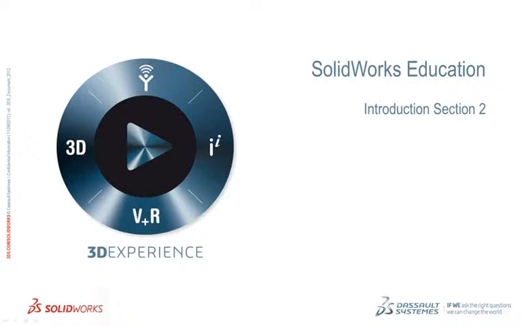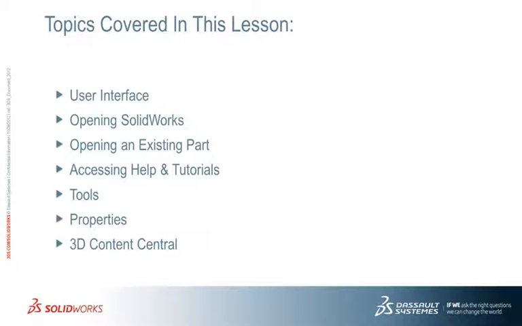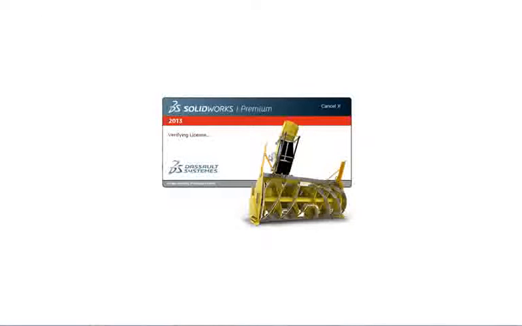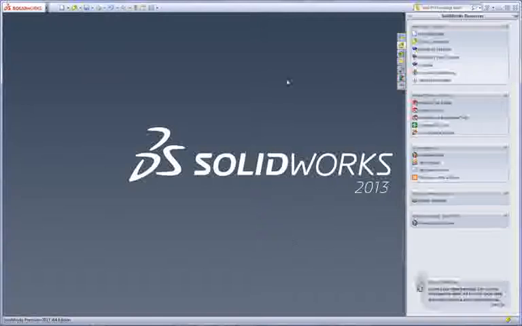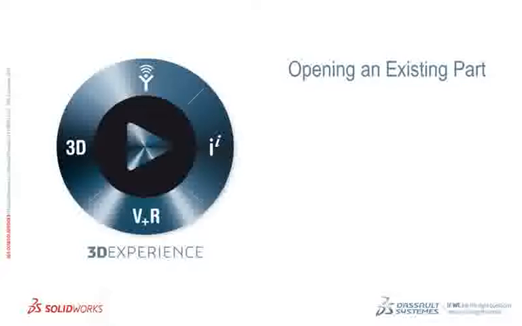Welcome to SolidWorks for the Engineering Design Process, Introduction, Section 2. In this lesson, you're going to learn about the user interface in SolidWorks. You'll learn how to open existing parts as well as how to access the built-in help and tutorials. You'll also take a look at commonly used tools, part properties, and you'll be introduced to the powerful 3D Content Central database. To open SolidWorks, double-click the desktop icon, or click the Start button and navigate to the SolidWorks shortcut.